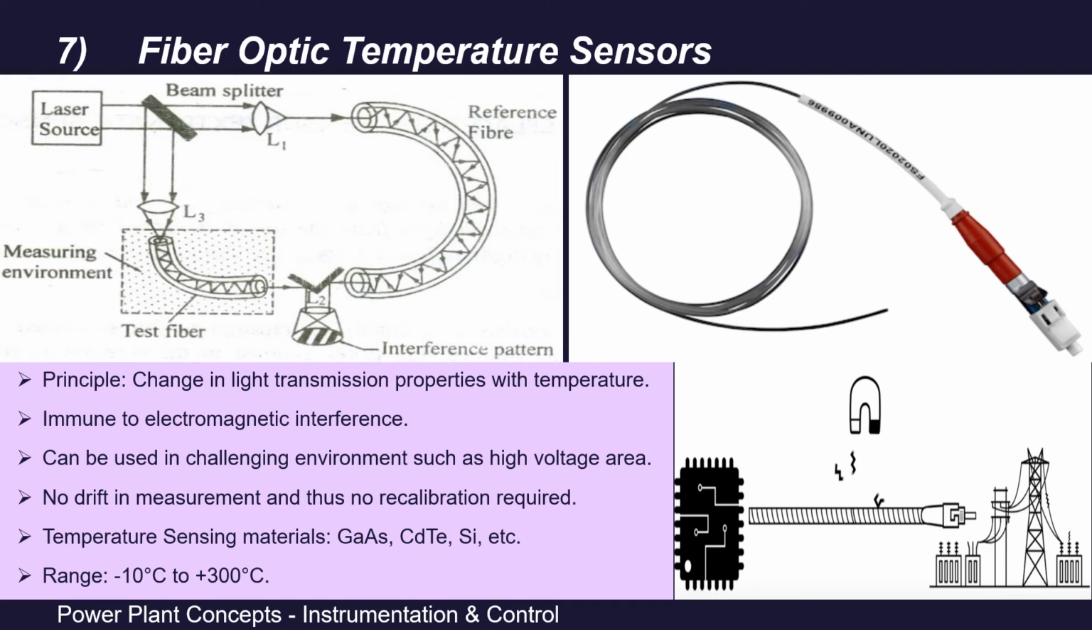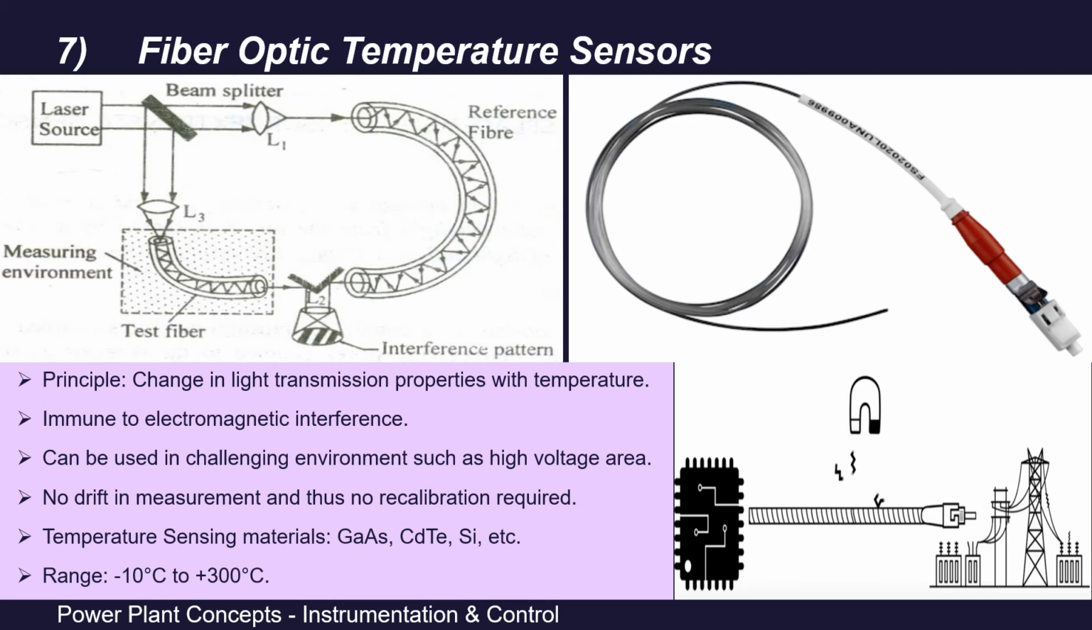Then the difference between the two interference patterns is due to the temperature of the medium the beam passed through in the test fiber. Thus, we can say this difference between the two interference patterns is calibrated to produce temperature indication. Clear? It supports a wide temperature range of measurement from minus 10 degrees centigrade to plus 300 degrees centigrade.